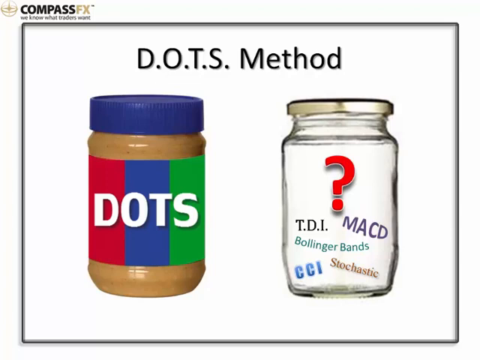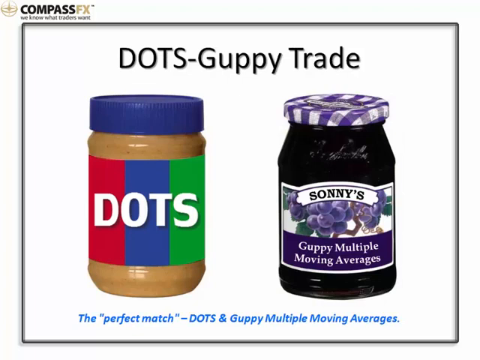So what we heard from one of our clients who was doing quite well with the dots, his name is Sonny. Sonny introduced us to the Guppy multiple moving averages. And he was showing us fantastic results. And he commented to me one day saying, Dean, dots and the Guppy multiple moving averages are like peanut butter and jelly. They're a perfect match. They work so well together, giving you proper setups in the direction of the market.